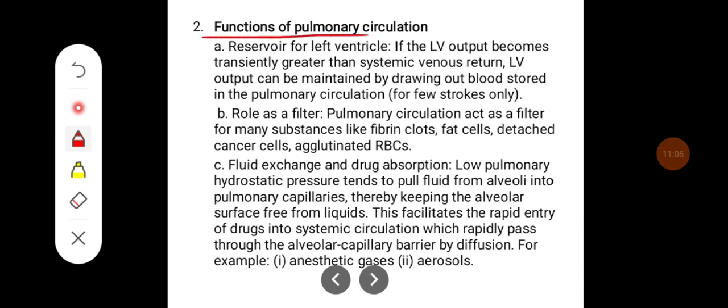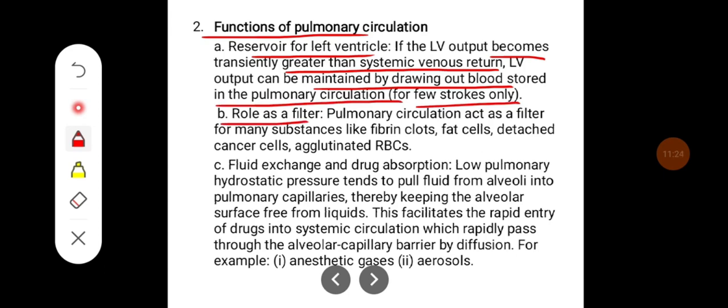Then, functions of the pulmonary circulation. It acts as a reservoir for the left ventricle. If the LV output becomes transiently greater than the systemic venous return, the LV output can be maintained by drawing out blood stored in the pulmonary circulation. That is only for a few strokes.